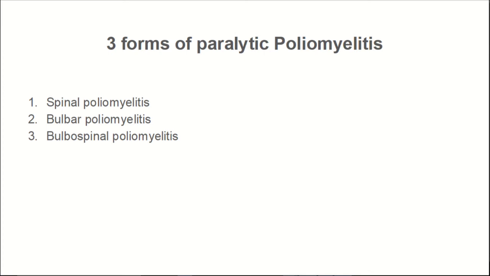Now, there are three forms of paralytic poliomyelitis. Spinal poliomyelitis is the one that we saw before: destruction of the anterior horn, flaccid paralysis. Bulbar poliomyelitis is the worst because this is where the medulla oblongata gets destroyed, and the medulla oblongata is responsible for respiration. So these are the kids that have paralysis of the respiratory muscles, and they needed the iron lung, which was the machine that the case study talked about, in order to help them breathe. And bulbospinal poliomyelitis is a combination of the two.